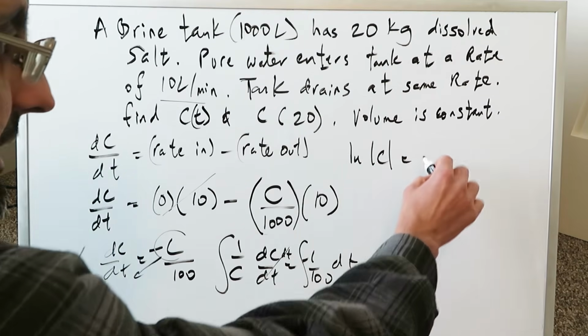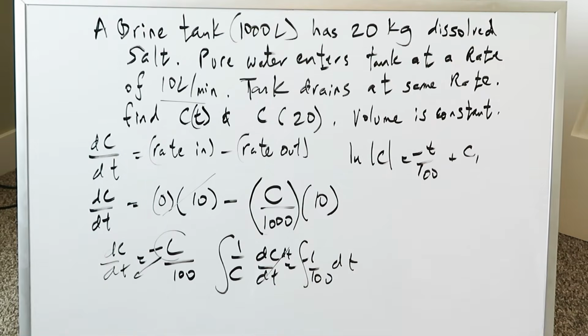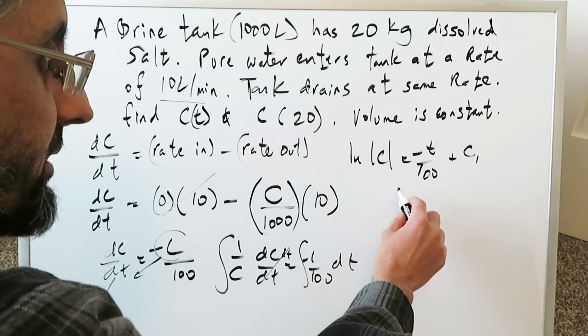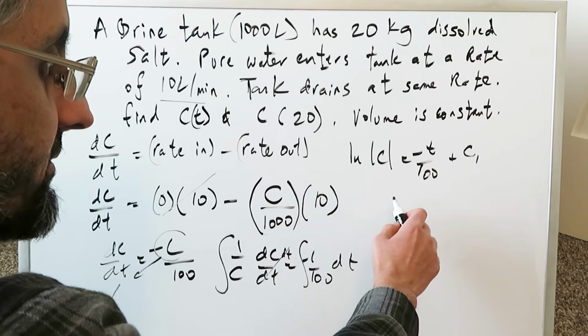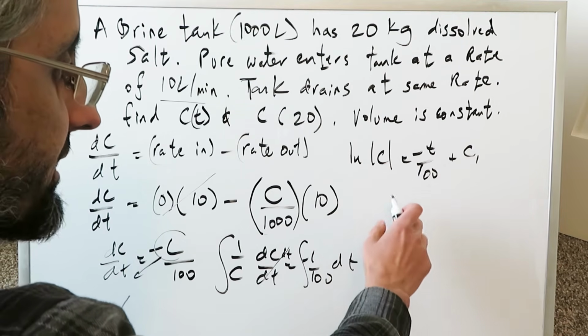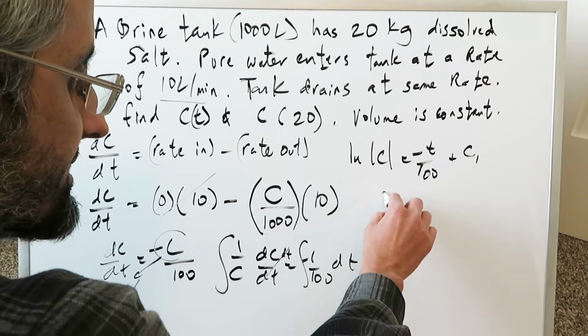When you're integrating this, you're getting minus t over 100 plus your constant of integration, which I have formalized as c1. You can stop right here if you want. I'm in the habit of converting things into exponential functions because at the end I want to talk about a possible limit. It'll be easier to evaluate a limit with an exponential than it is with this.